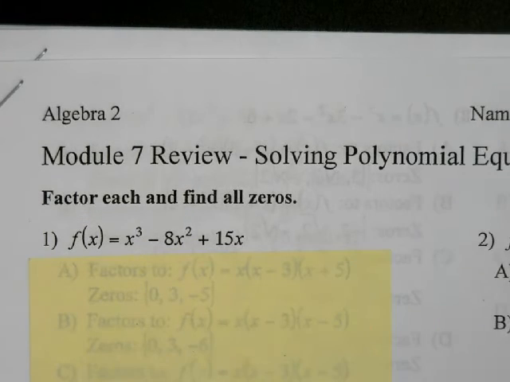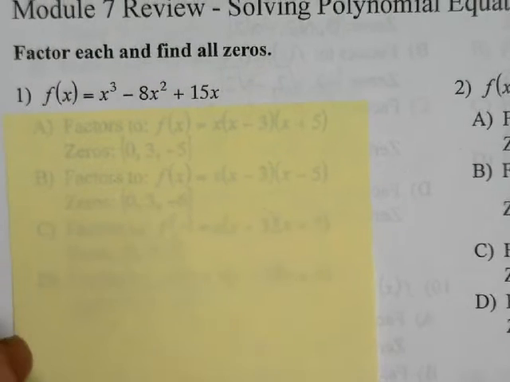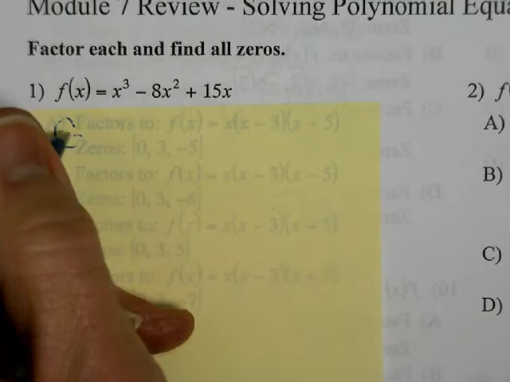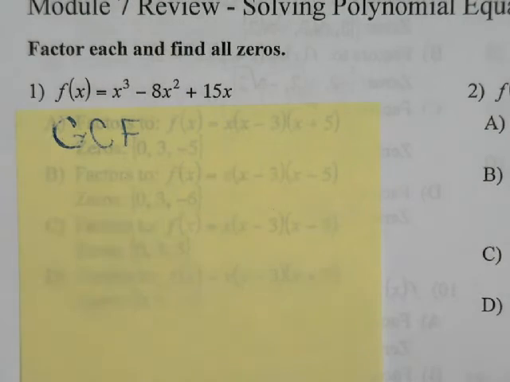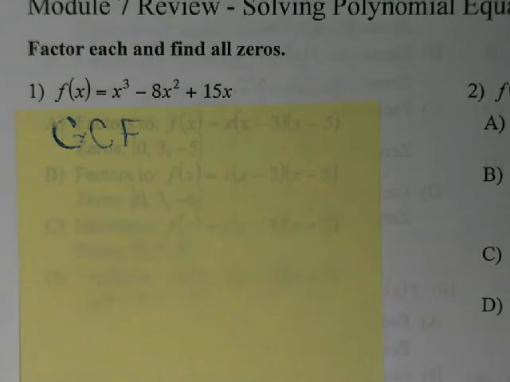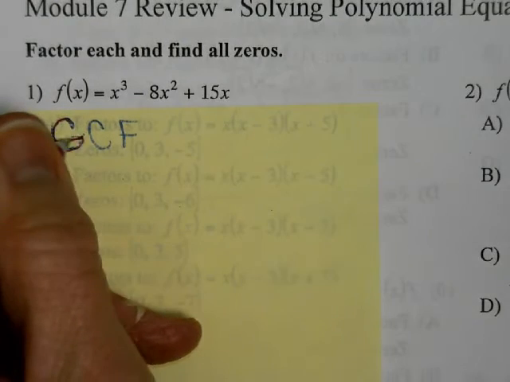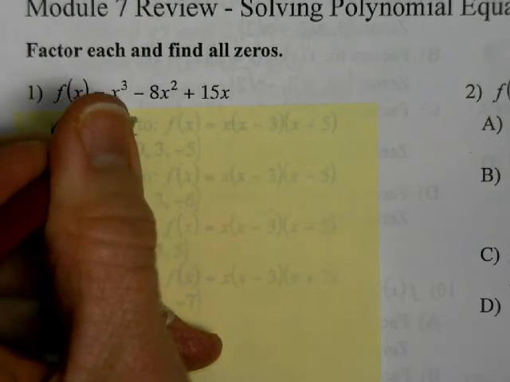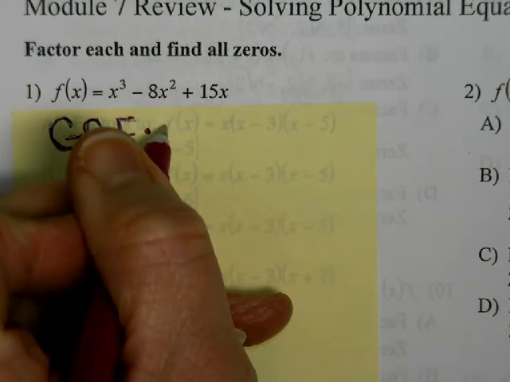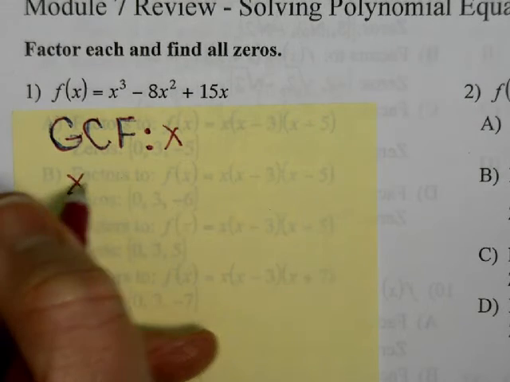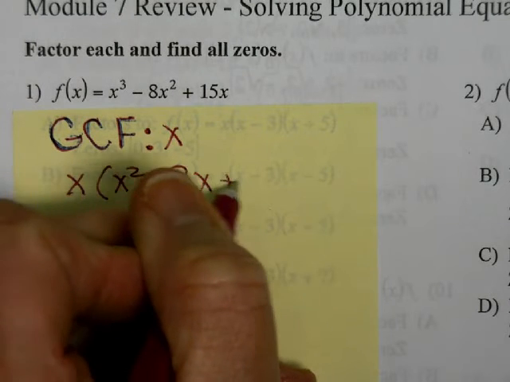So the first 5 all follow this pattern. There's a greatest common factor. Of x. So then if I pull an x out, I get x squared minus 8x plus 15.